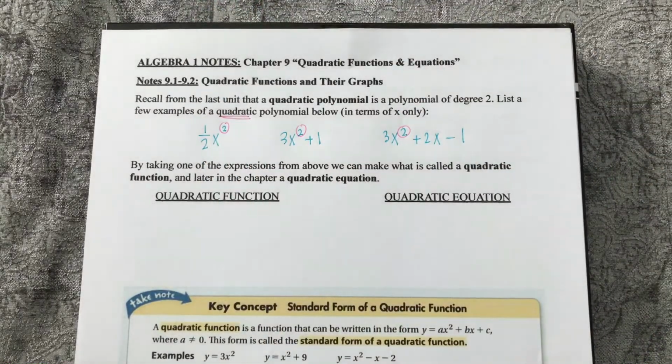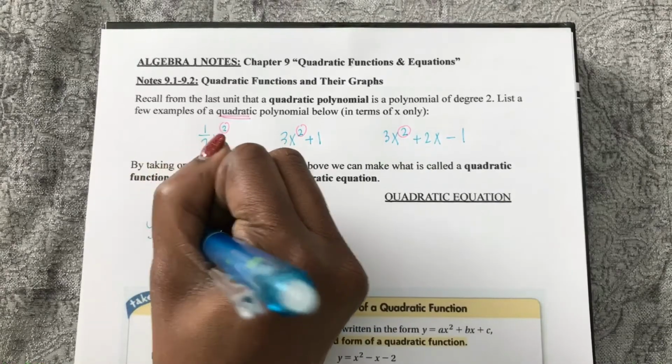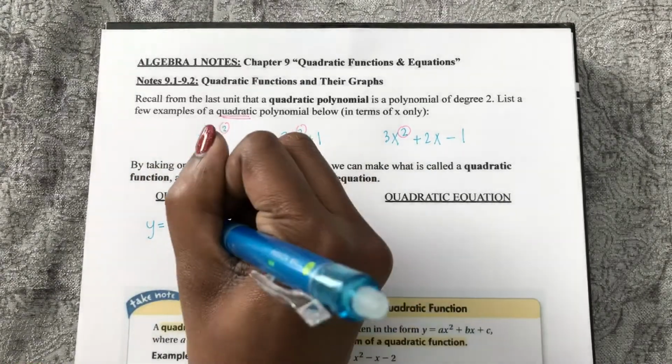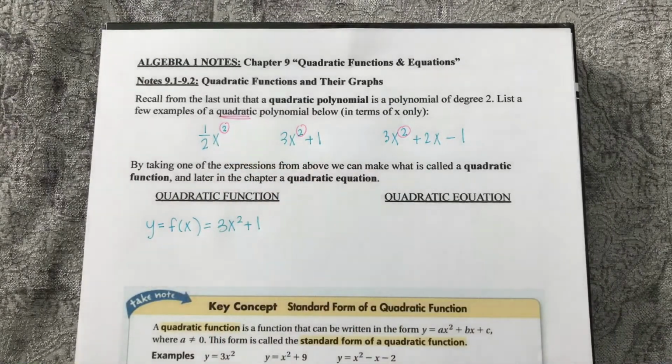So by taking one of these expressions from above, we can make it a quadratic function. So for example, if I take this middle function, I know I could call it y, which is the same as f of x in function notation, equals 3x squared plus 1.